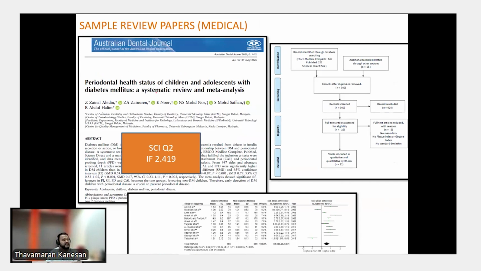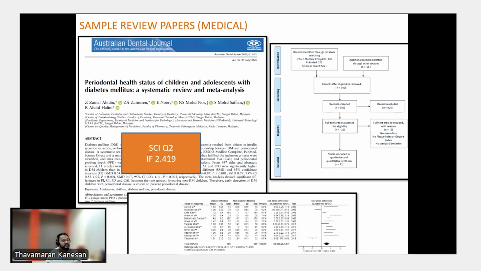Okay. Then for those from health sciences, medical, and so on, these are sample review papers. Okay, medical area or on dental. This also we coached until publication. Okay, this covered meta-analysis, far more difficult. Okay, meta-analysis is a very difficult paper to write. Okay, focus on prenatal health status of children and adolescents with diabetes mellitus, a systematic review and meta-analysis.